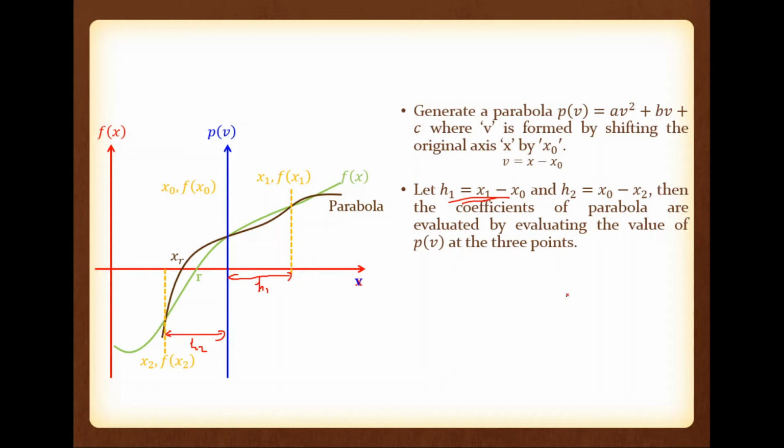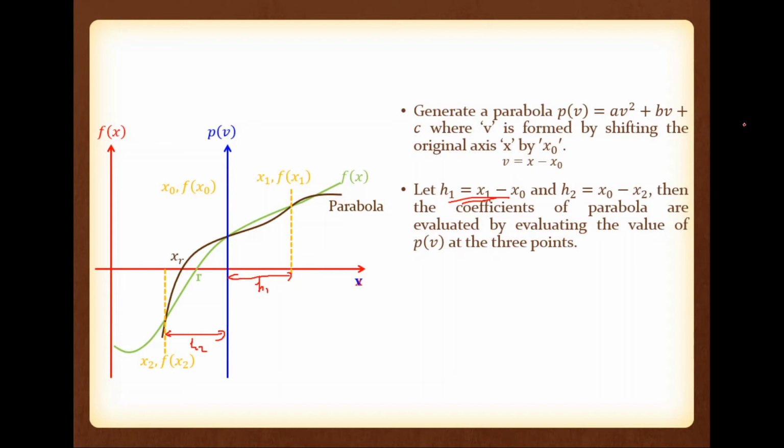Now, h1 is equal to x1 minus x0, h2 equal to x0 minus x2. Okay. Now what is the first thing? I told you we are going to generate a parabola p of v equal to a v square plus b v plus c. So first we are going to find the values of a, b and c. Without finding a, b and c, we cannot find the root vr of p of v, and without vr, we cannot find x. So first we have to find the parameters a, b and c. Is it clear? Okay. For that purpose, we are going to substitute each value, that is x0, x1 and x2, into this equation.